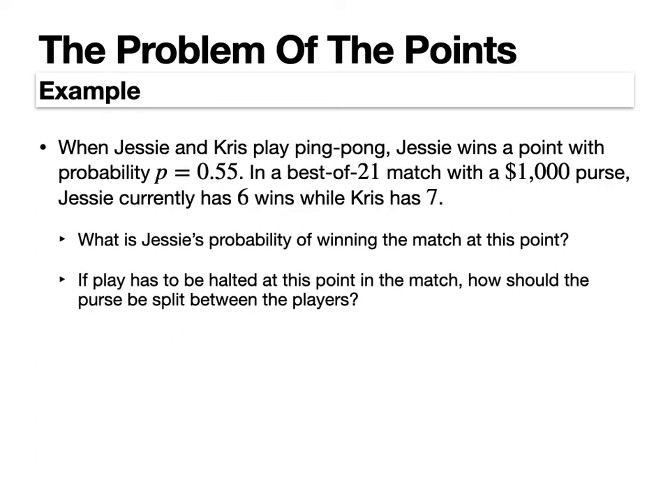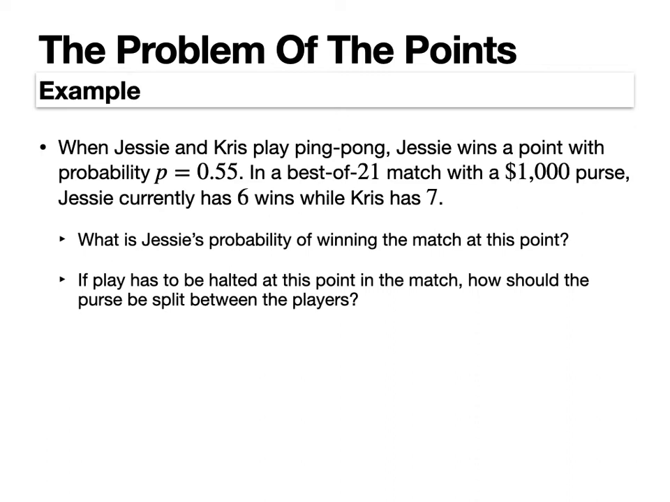Let's take a look at an example. When Jesse and Chris play ping pong, Jesse wins a point with probability 0.55. In a best of 21 match with a $1,000 purse, let's suppose that Jesse currently has 6 wins while Chris has 7. What's Jesse's probability of winning the match at this point? And if play had to be halted at the current point in the match, how should the purse be split between the players? Okay, so it's a best of 21 match, right?